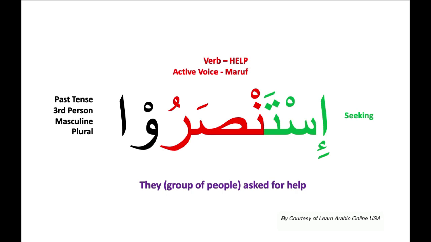As we learn more, inshallah, you would be able to understand that the verb in the middle is actually in active voice, maruf form here. So can you see just one verb from nasara using the prefix and suffix, how many different variable forms can be created? Alhamdulillah. We shall learn about this more later on, inshallah.